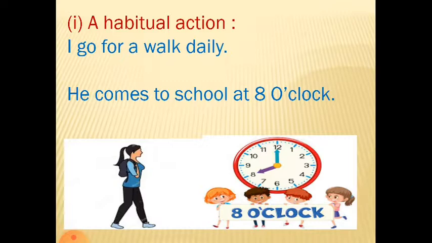Now, let us see some examples. When we talk about a habitual action, say for example, I go for a walk daily. So here you may see that we have used the verb go, and the sentence is a habitual action, that I go for a walk daily. When I say daily, that means that I do it every day, and so it's a habitual action and it is in the simple present tense.